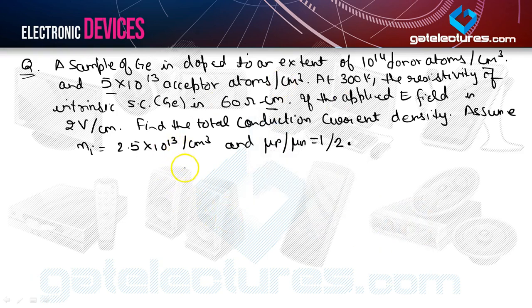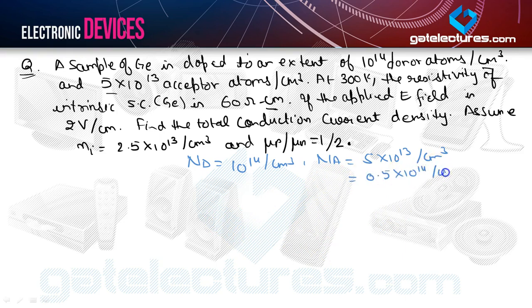So what information are we given? We have Nd, which is 10 to the power 14 per centimeter cube, and Na, which is 5 into 10 to the power 13 per centimeter cube, which, if you write it in the same units, is 0.5 into 10 to the power 14 per centimeter cube. Now intrinsic resistivity rho I is given to us as 60 ohm centimeter, which is at 300 Kelvin, and the magnitude of electric field intensity is 2 volt per centimeter.